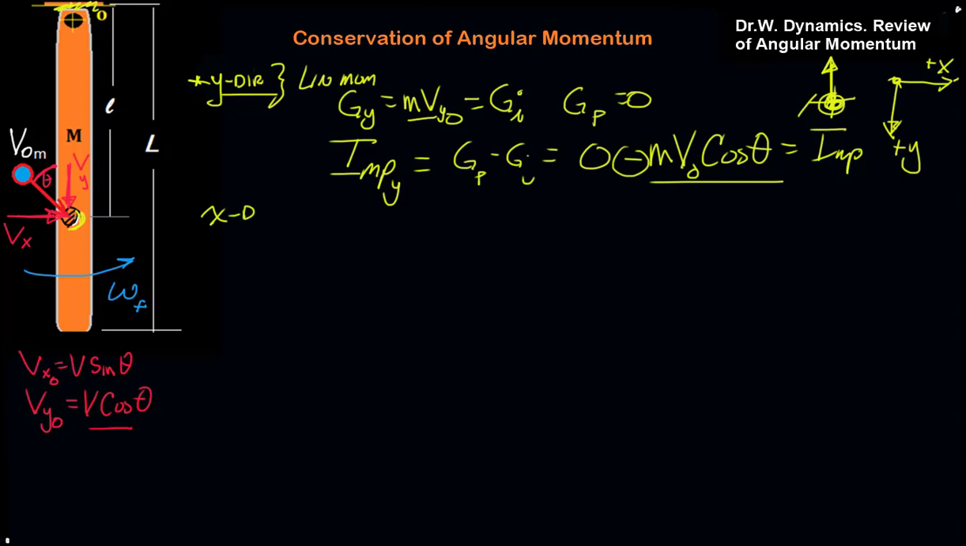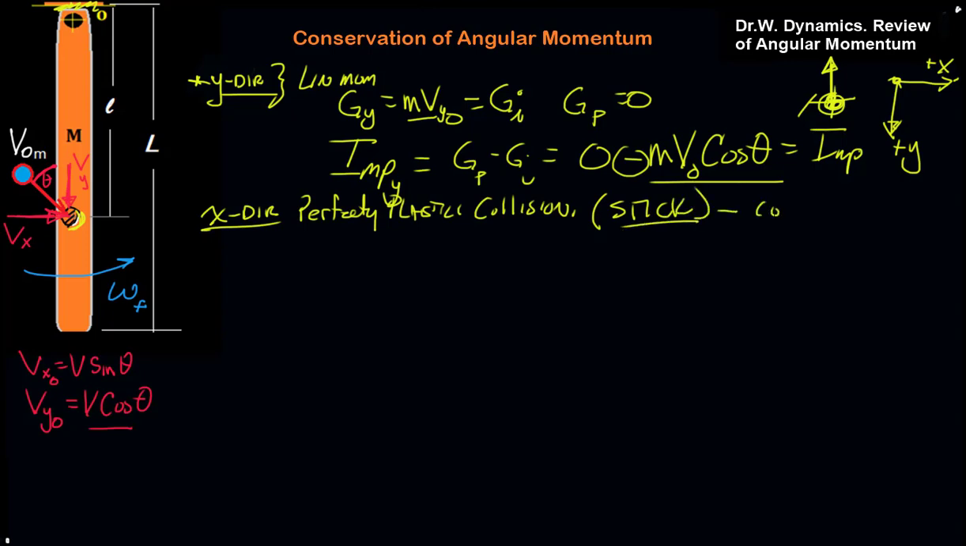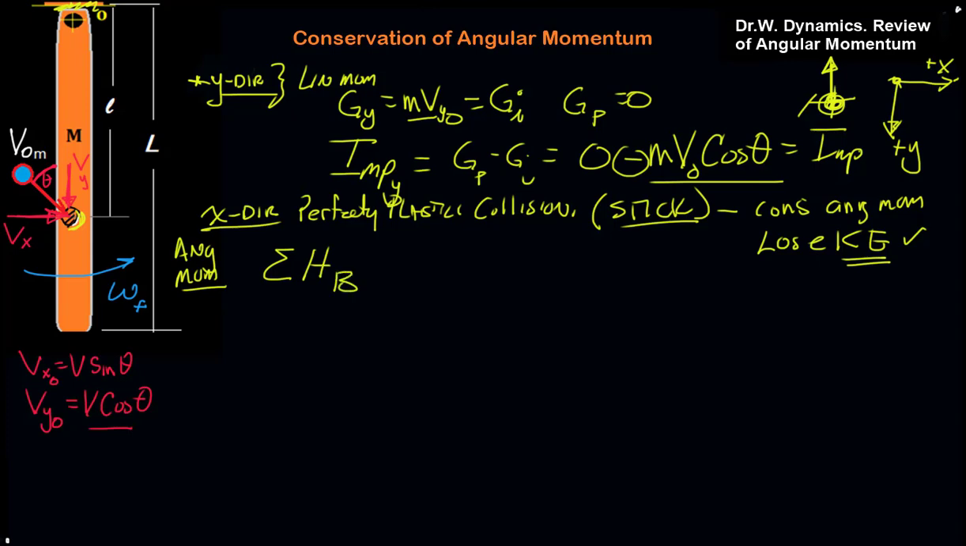In the x direction, we have a perfectly plastic collision where they stick together. And we know that these types of collisions will conserve angular momentum. They will lose kinetic energy, though. So we do not expect this to conserve kinetic energy. So our angular momentum equation will be the sum of all the angular momentum before the event is equal to the sum of all the angular momentums after the event. There's no external moments or torques here, so it's conservative.